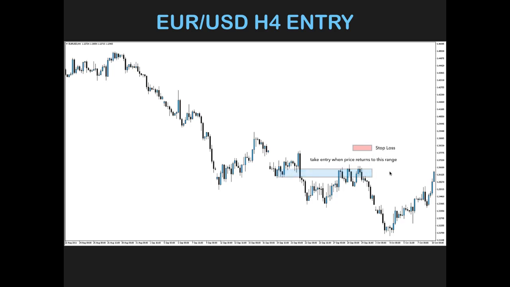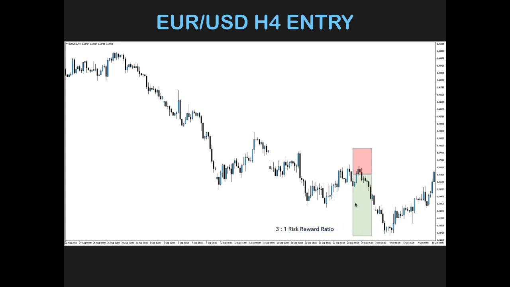There's your stop loss, and there's your entry. We're going to take the entry when the price comes back to that range. Potentially this trade is going to net you, with a stop loss above this swing high and the entry here, a take profit down here.